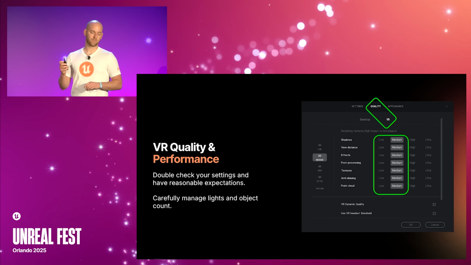And on the content side, object count is going to be a big one. So either removing objects or using the new modeling tool to merge objects together. And turning off lights and turning off dynamic shadows if you can afford it.